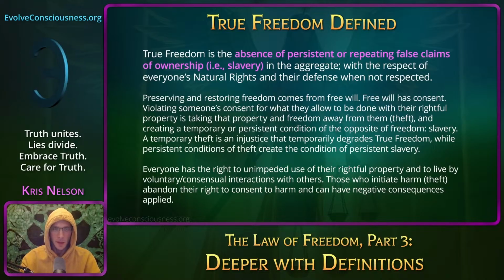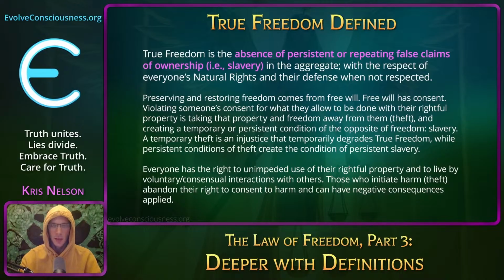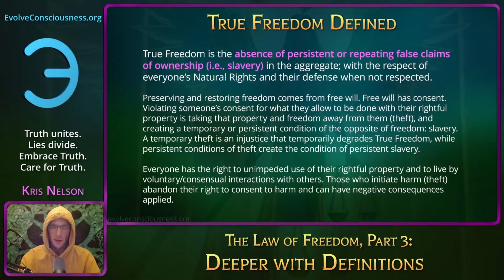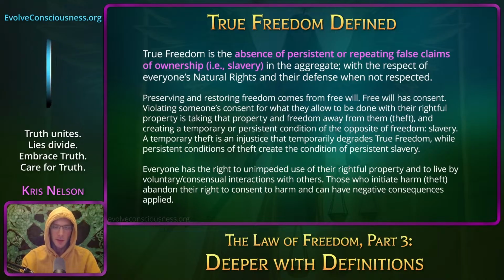A temporary theft is an injustice that temporarily degrades true freedom, while persistent conditions of theft create the condition of persistent slavery. So you might make the correlation of, well, when someone's making a false claim of ownership, theft, violence, they're creating an injustice, and as long as an injustice is there, then true freedom isn't there. But that's not the case, because something could be done at an instance.